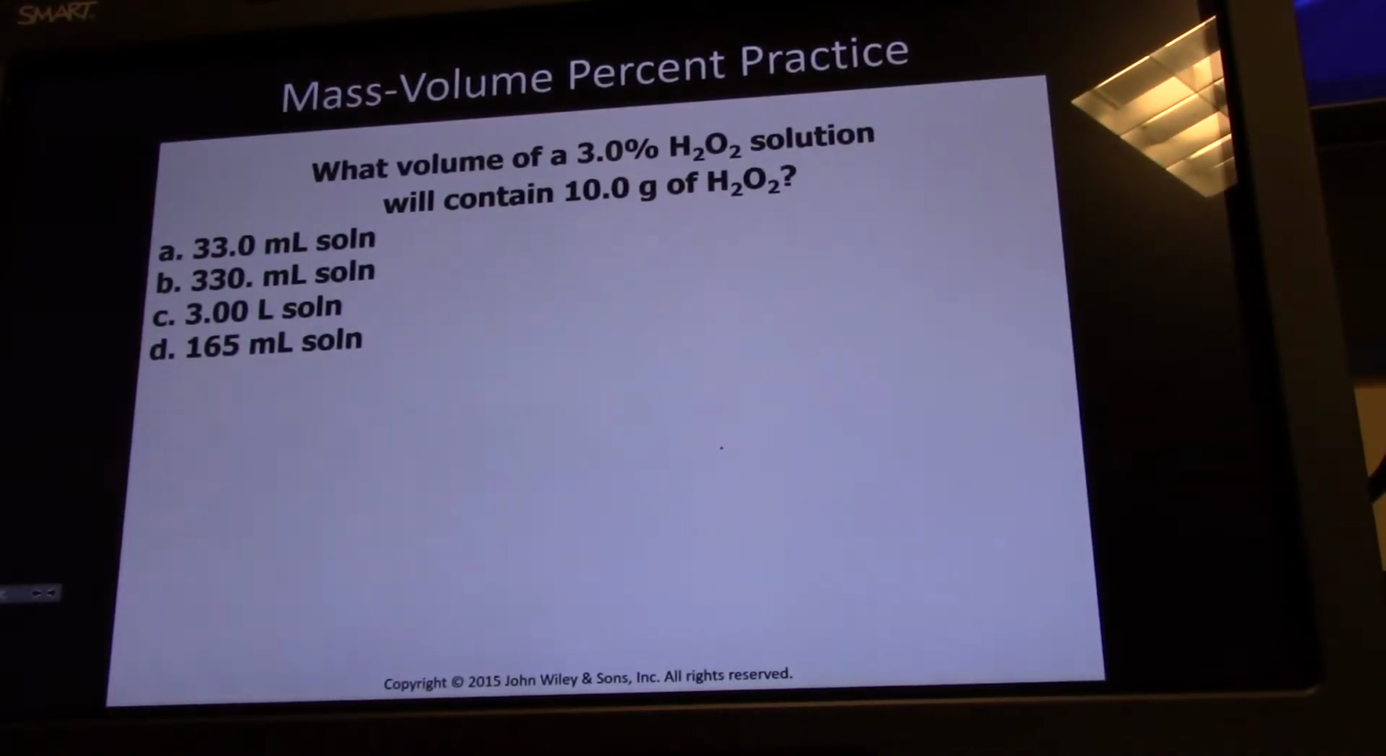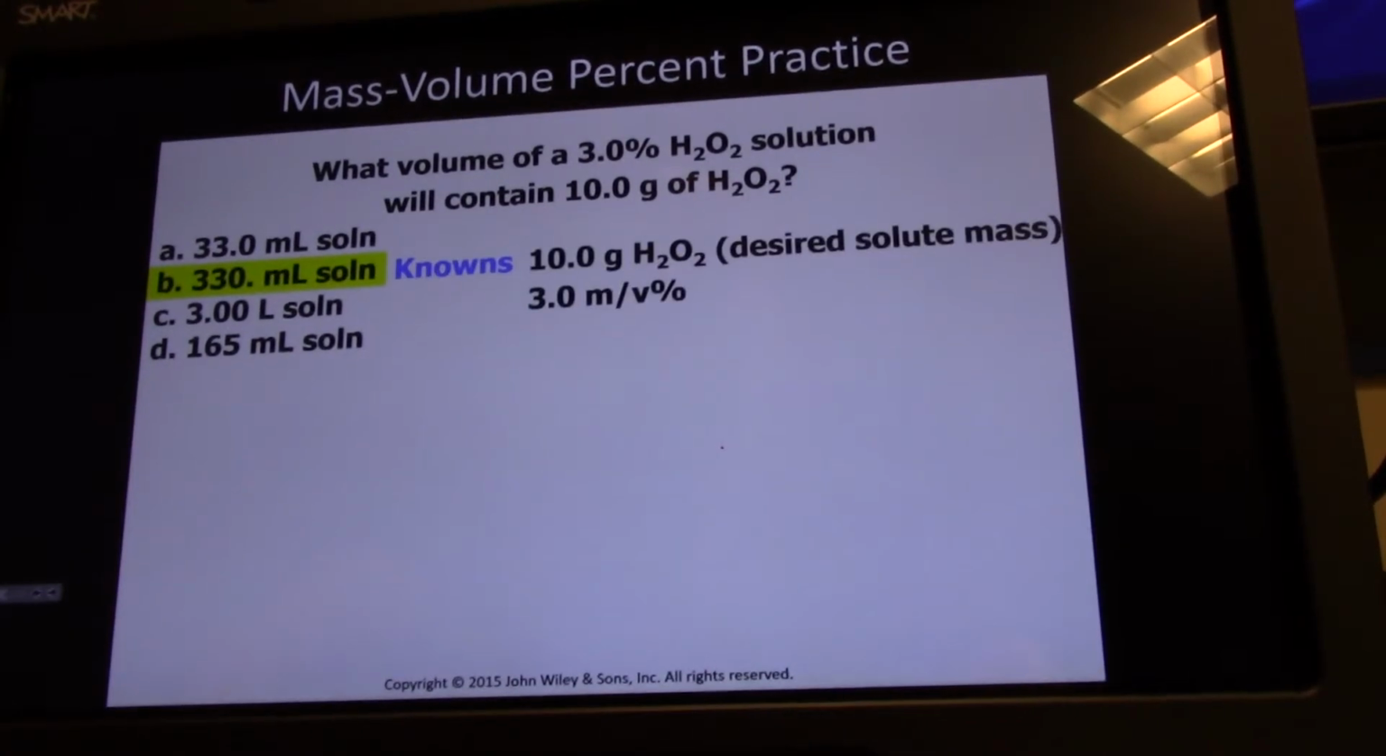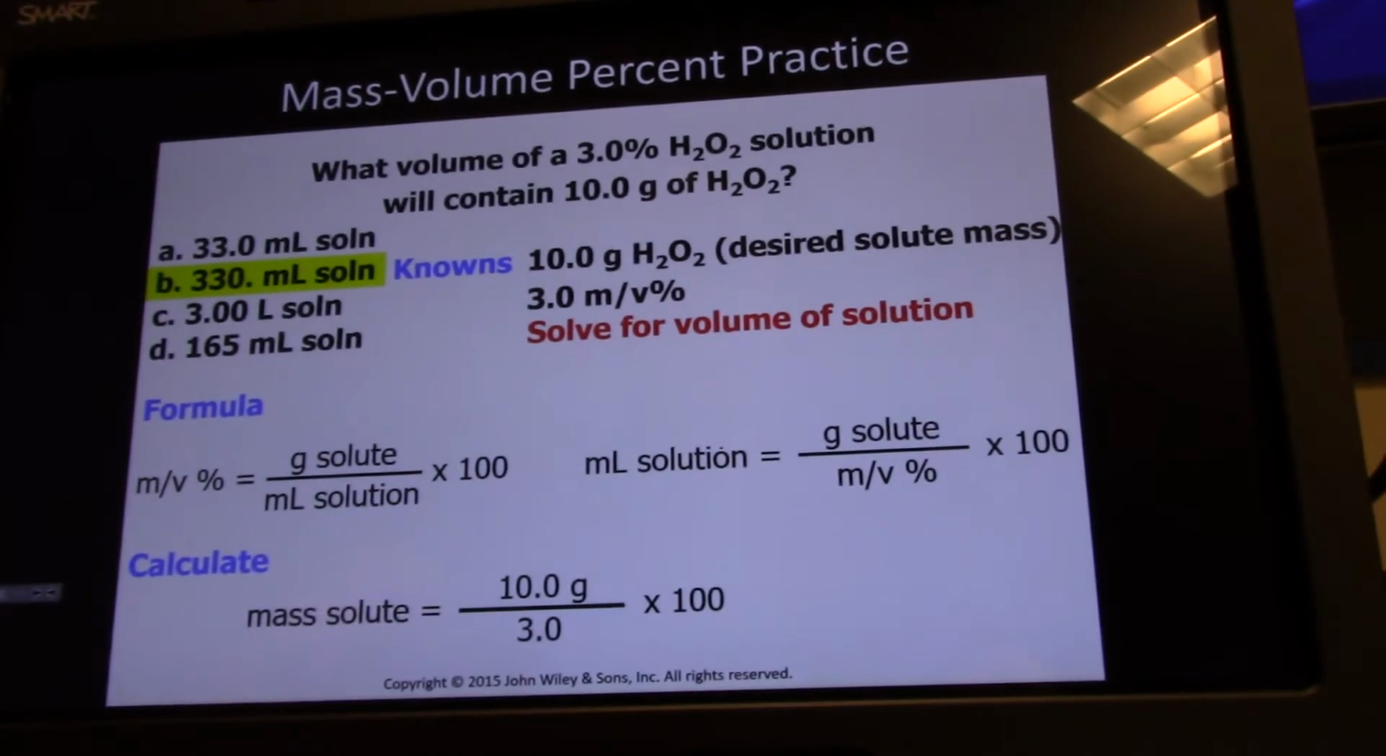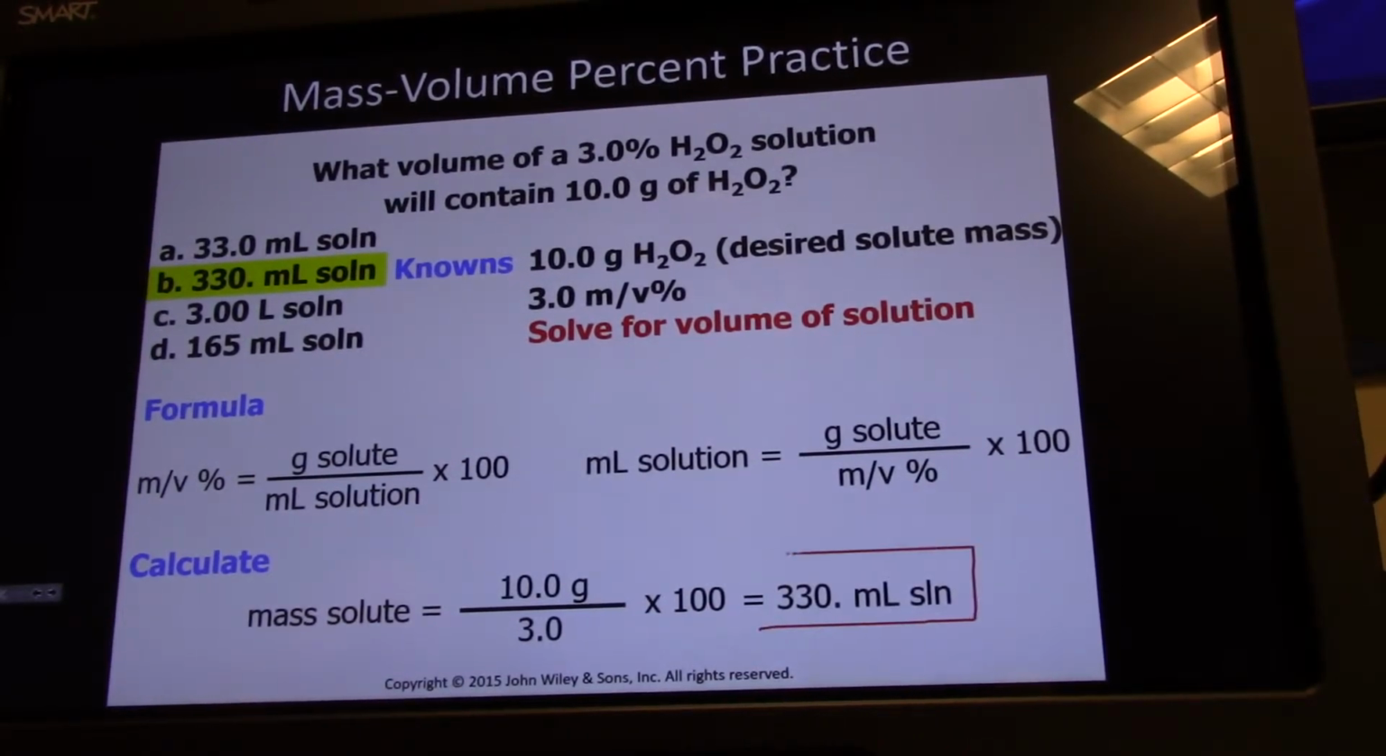What volume of 3% hydrogen peroxide solution will contain 10 grams of hydrogen peroxide? If you go to the pharmacy and buy hydrogen peroxide, it comes in a brown bottle. Standard solution in America is 3%. And we take our 10 grams divided by 3, the percentage, times 100. 330 milliliters of solution would be necessary to get 10 grams of pure hydrogen peroxide.